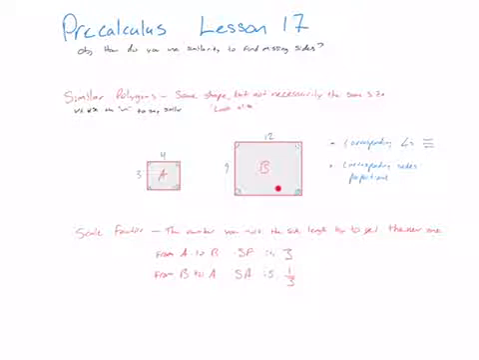If I was going from the big box to the small box, my scale factor would actually be a fraction because I'm going from a bigger number to a smaller number. So 9 times a third would give me 3. 12 times a third would give me 4. So those would be the scale factor depending on which direction you're going.